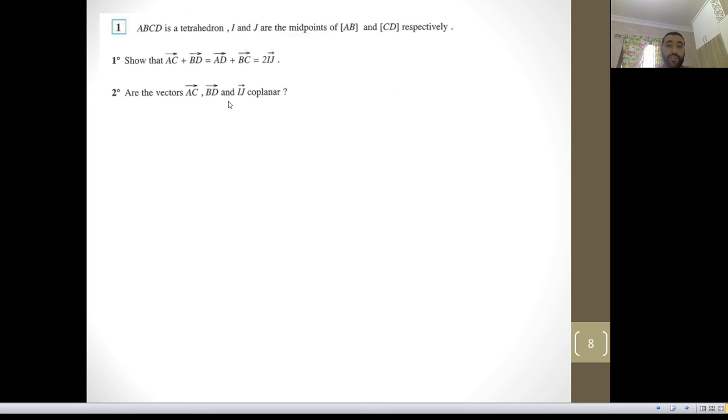We have an exercise that I will leave for you to think about. It says: A B C D is a tetrahedron. We know its shape. I and J are the midpoints of AB and CD. We try to draw the tetrahedron. Show that AC plus BD equal AD plus BC equal to 2IJ. Are the vectors AC, BD and IJ coplanar?